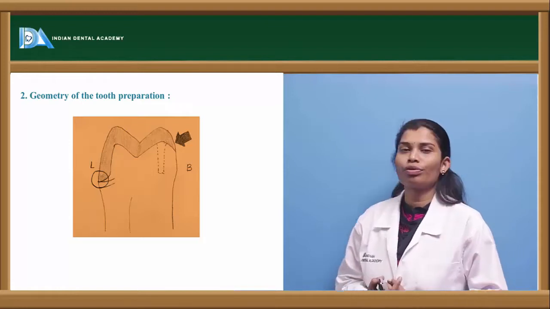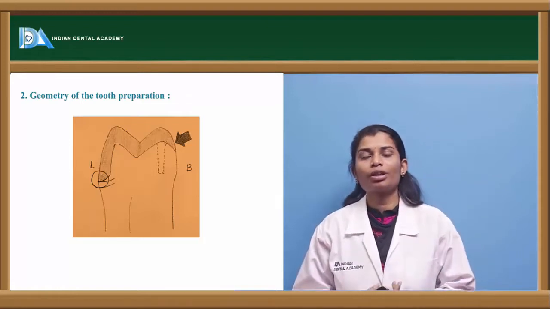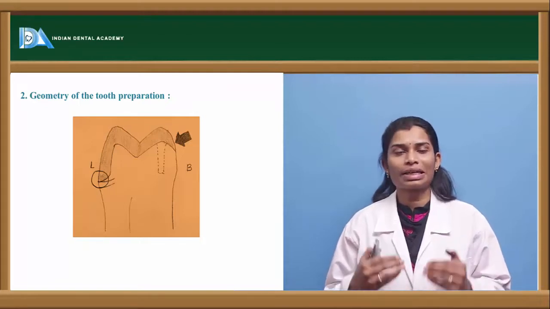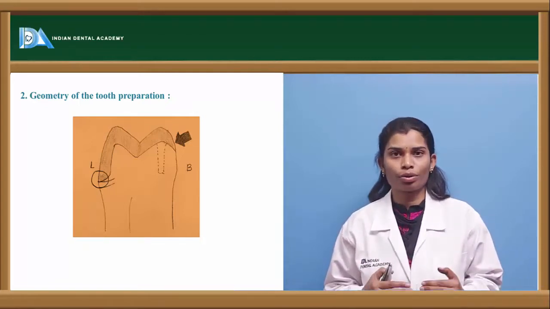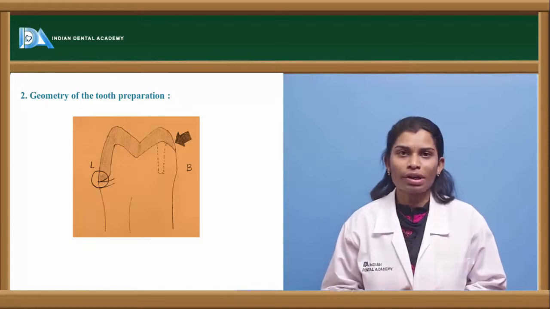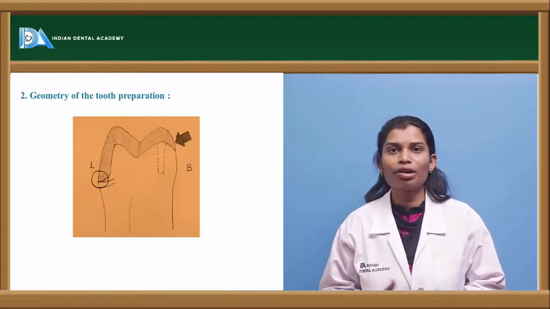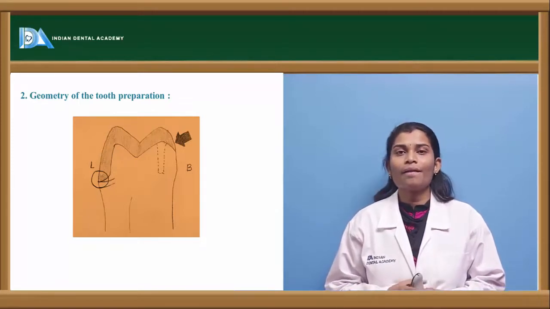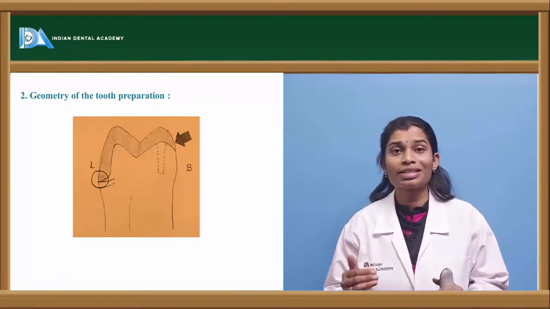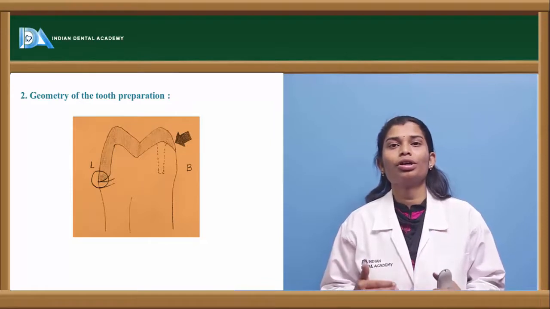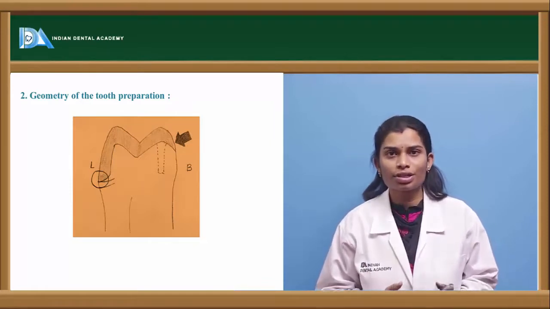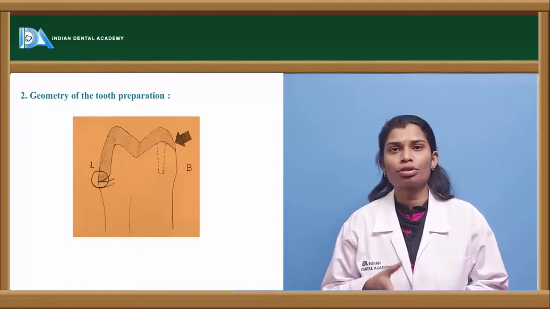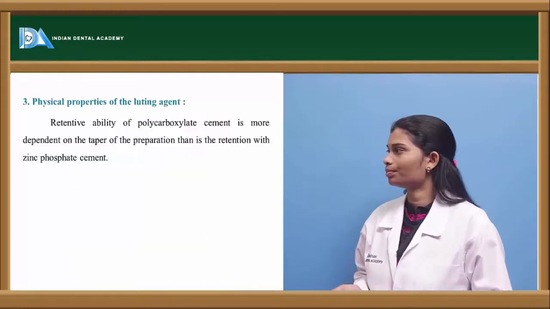Coming to the geometry of tooth preparation. In cases where you have to give partial veneer crowns, you have to have a proper seat between the restoration and the tooth, because along with the vertical forces, there are many angular forces which are inevitable. So if there is improper seating, there might be less resistance of the restorations to displacement. In such cases, you have to incorporate additional features like grooves, slots, boxes.